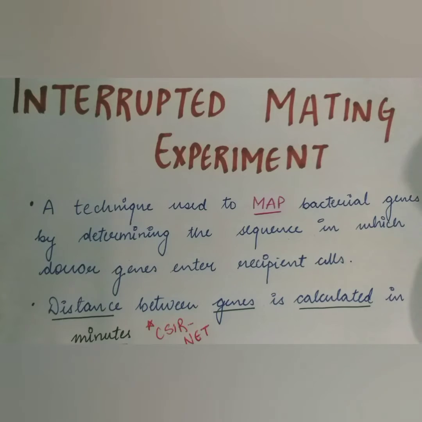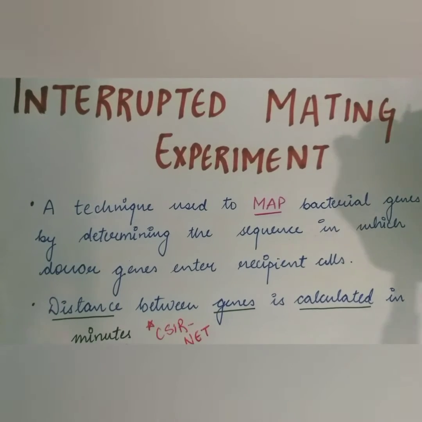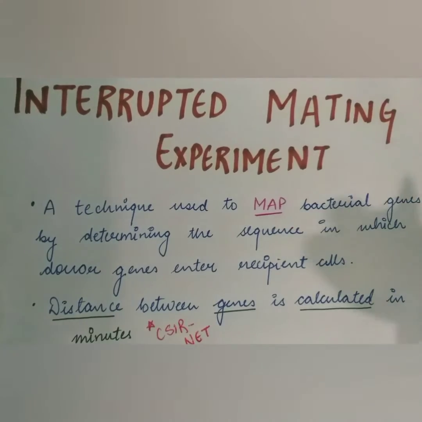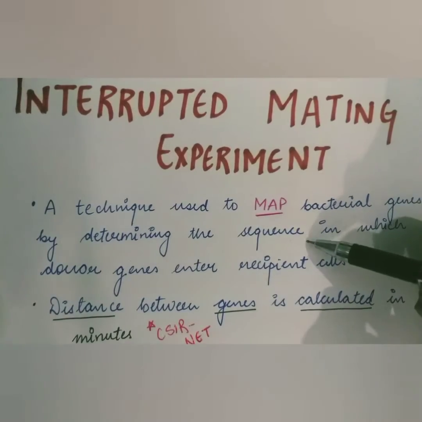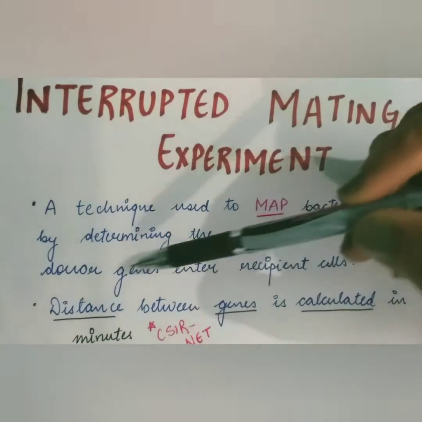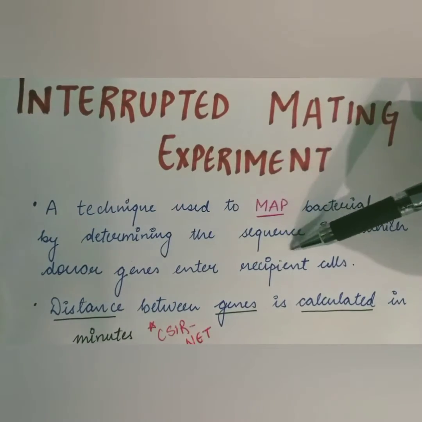Then we'll go through the steps to solve questions related to the topic, and then we would solve one question from the CSIR which has come in past years. So first of all, let us understand. Basically, this is a technique that is used to map the bacterial genes by determining the sequence in which the donor genes enter the recipient cells.